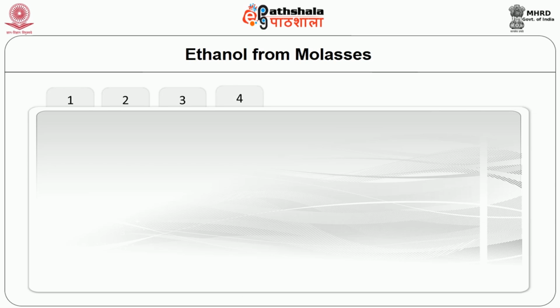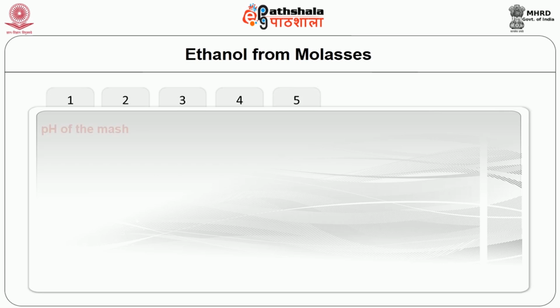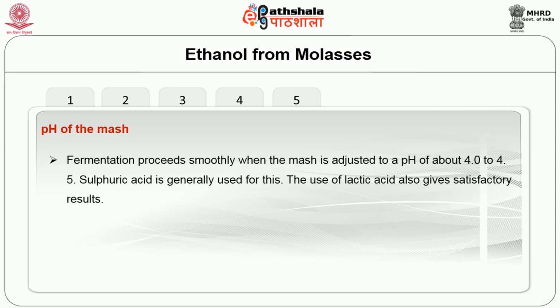And the fourth important one is the nutrient substances. Though molasses generally contains most of the nutrients required for fermentation, ammonium salts are added to meet the nitrogen or phosphorus demands. And the fifth important one is the pH of the mash. Fermentation proceeds smoothly when the mash is adjusted to a pH of about 4 to 4.5. Sulfuric acid is generally used for this purpose, and the use of lactic acid also gives satisfactory results.